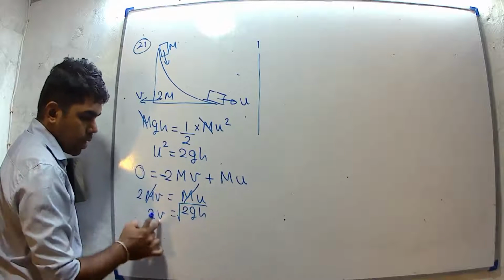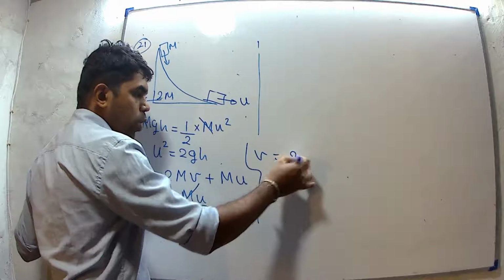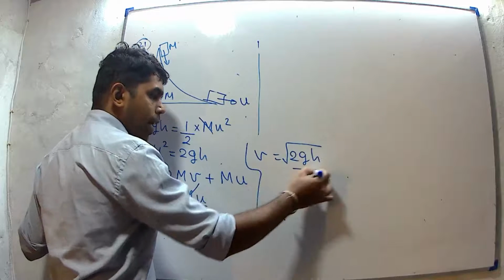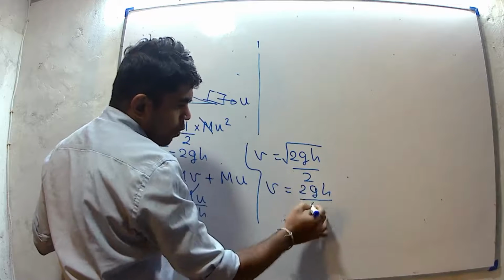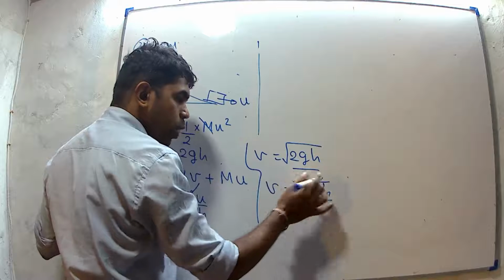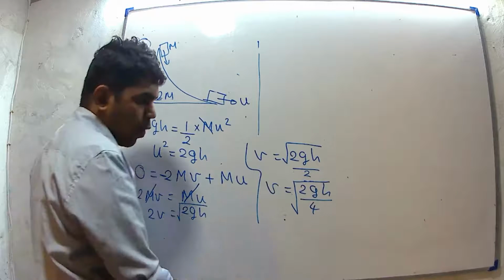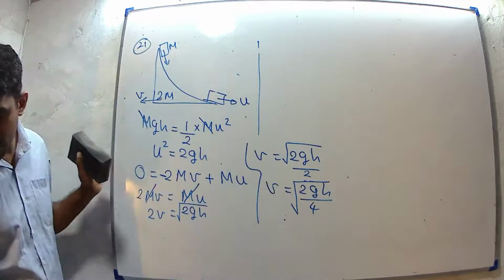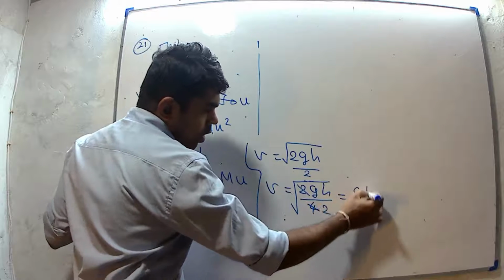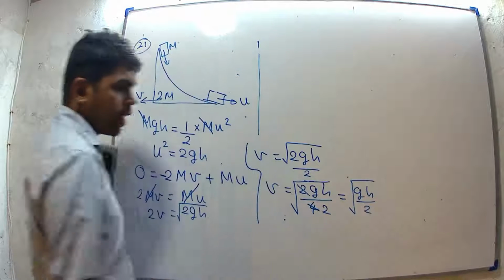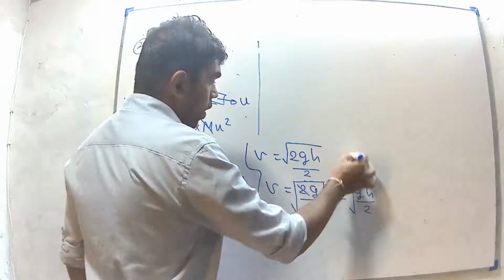Now v is root 2gh divided by 2, which is root 2gh divided by 4 under the root. Then getting it into the square root, we have to get it as 4 square of 2. Now we can cancel out 2 and 4. Root gh over 2. Then we can get the answer is 3 for question number 21.